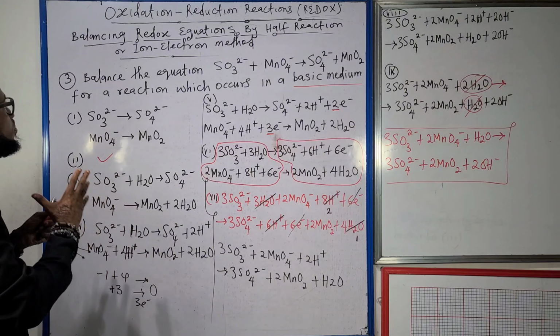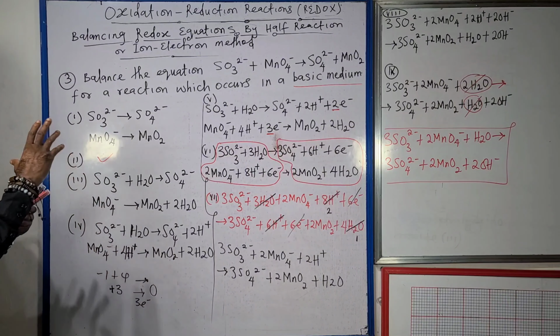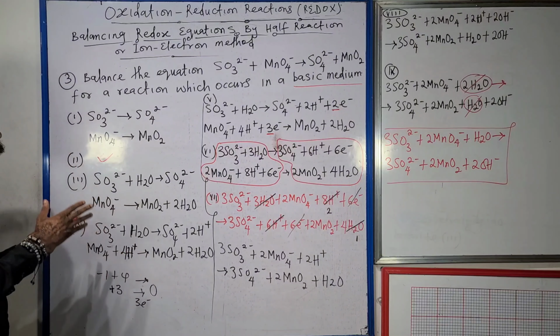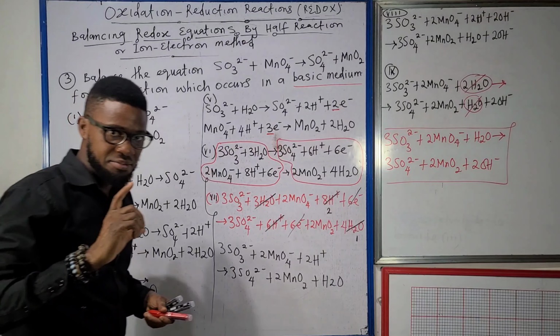This is how you balance redox equations by half reaction, or what we call ion-electron method.